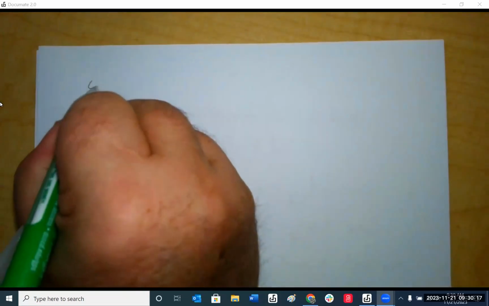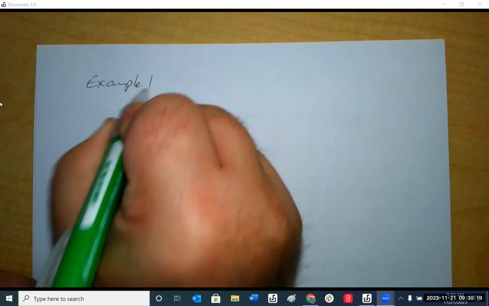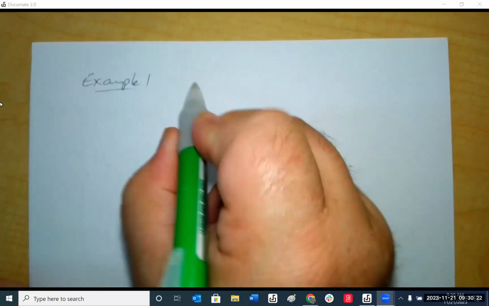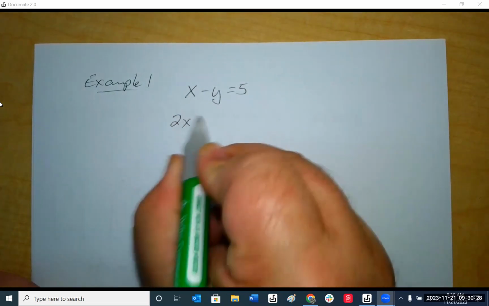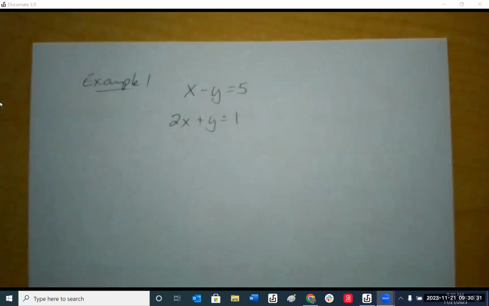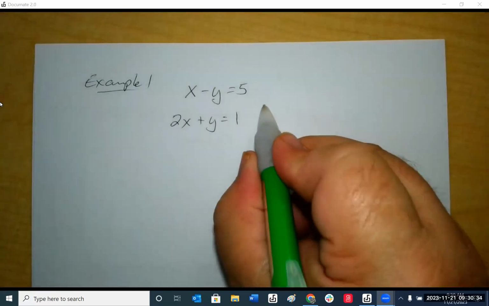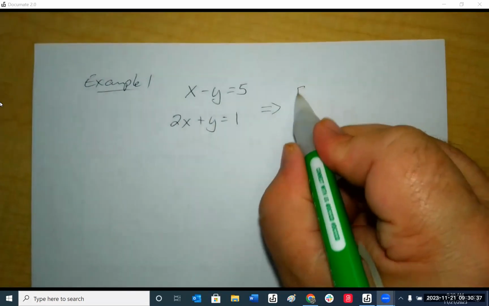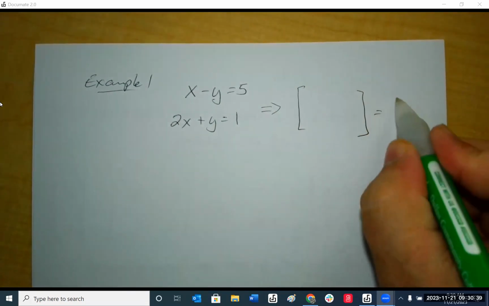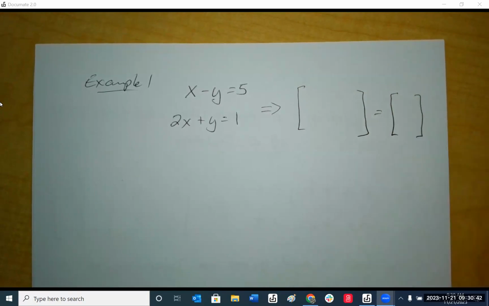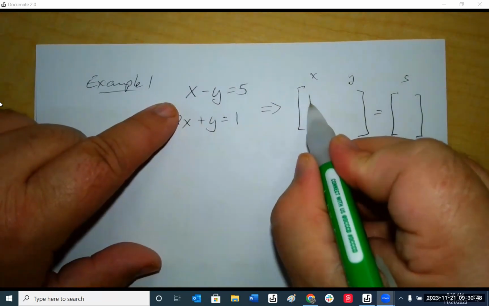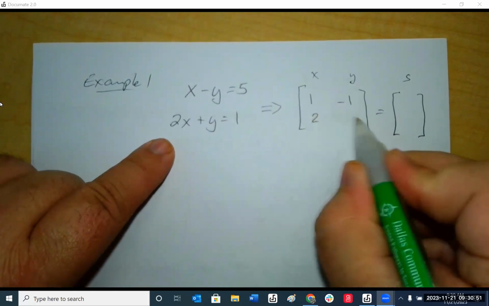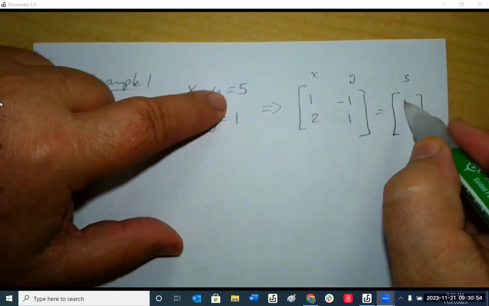All right, let's look at the examples that we did. We'll use the same one we had here. The first one, x minus y equals 5, 2x plus y equals 1. So the first thing we have to do is put these into matrix form. Remember, this is the x's, this is the y's, this is my solutions. So my coefficients, 1, -1, 2, 1. And the answers are 5 and 1.